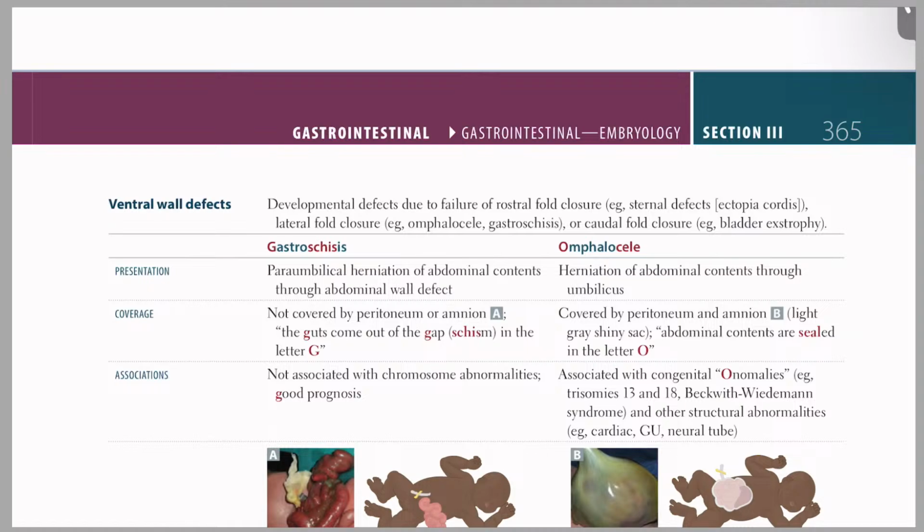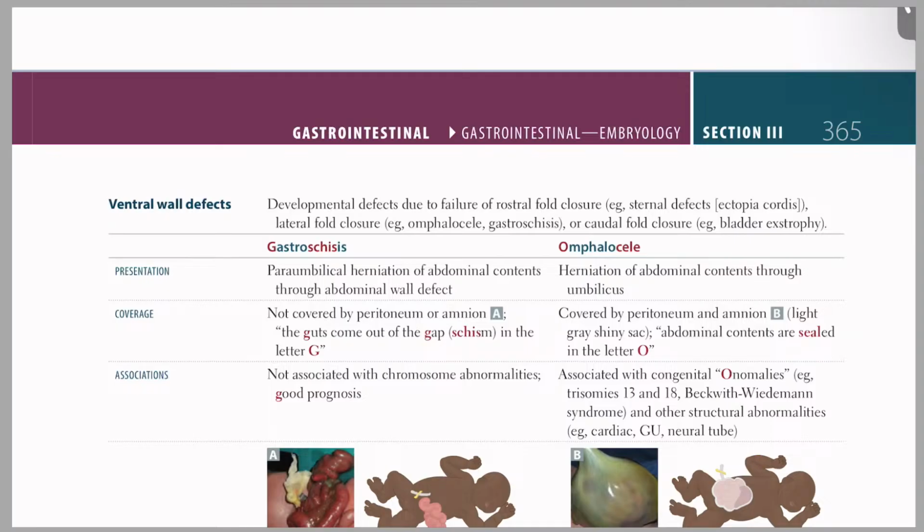That is A. The guts come out of gastroschisis, in the letter G. Associations: not associated with chromosome abnormalities. Good prognosis. Coverage: covered by peritoneum and amnion, is shown in the B. Light grey shiny sac. Abdominal content are sealed in, letter O.